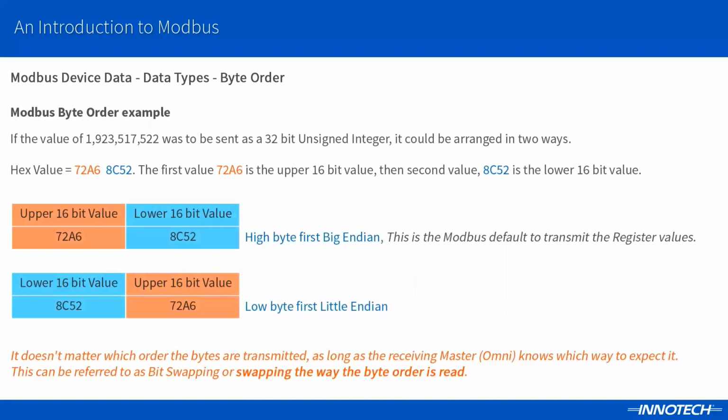In this example, the value shown is made up of two 16-bit registers. As stated, the device may transmit these in big or little endian formats. The transmitted format does not matter, as long as the master knows how to interpret the data. If the registers are read in the wrong way, a very different result will be provided, as we'll see in the next slide.